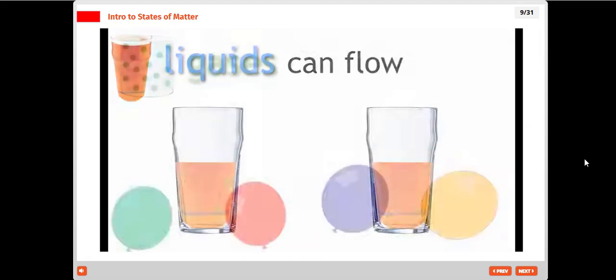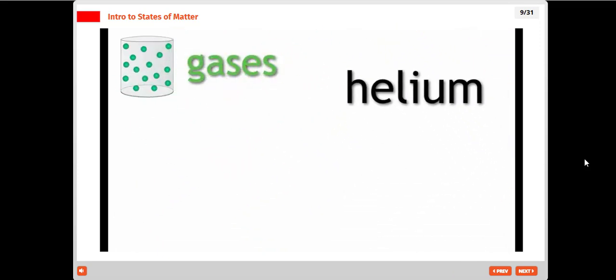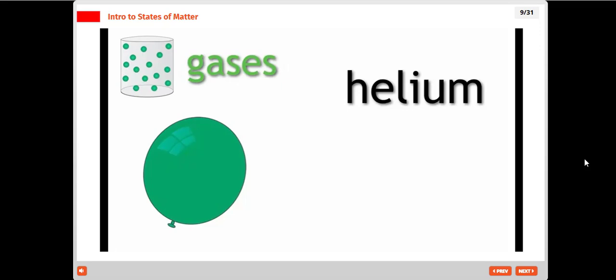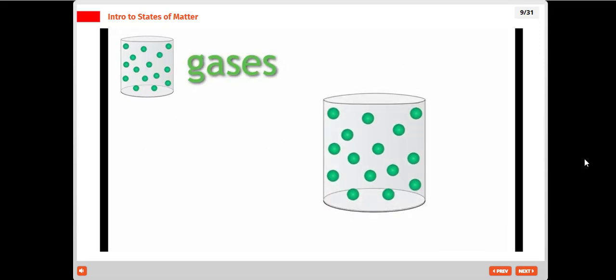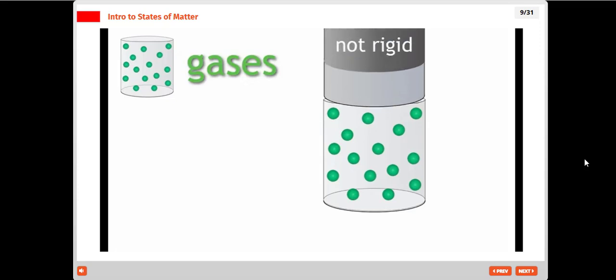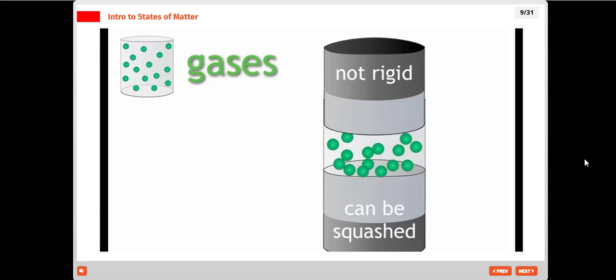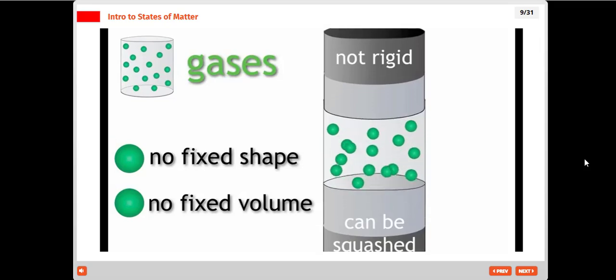Finally, let us look at gases. An example of a gas is helium. This is the gas in party balloons, because it is less dense than air and unreactive. Again, as with solids and liquids, the properties of gases depend on how the particles in gases are packed. Unlike solids and liquids, the particles in gases are not closely packed, they are far apart. As a result, gases are not rigid and can be squashed or compressed. They do not have a fixed shape nor fixed volume. They fill the whole space they are in.